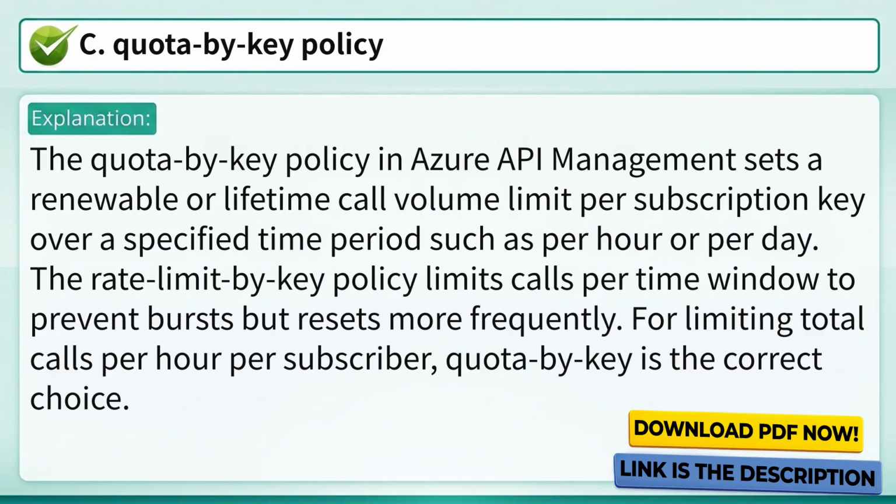Quota by key policy. Explanation. The quota by key policy in Azure API management sets a renewable or lifetime call volume limit per subscription key over a specified time period such as per hour or per day. The rate limit by key policy limits calls per time window to prevent bursts but resets more frequently. For limiting total calls per hour per subscriber, quota by key is the correct choice.